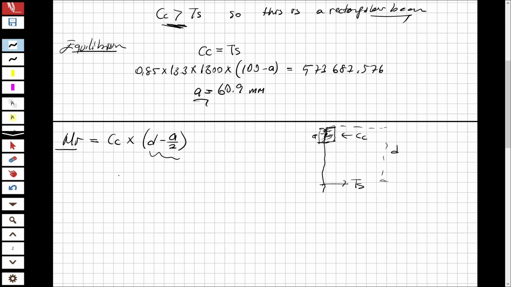So let's make the calculation. 1,472,965 multiplied by 560 minus 60.9 over 2. So from this calculation, we are going to obtain 780.01 kilonewton meter as the moment that will be carried by this cross section. So now the moment is also determined. The question is solved.